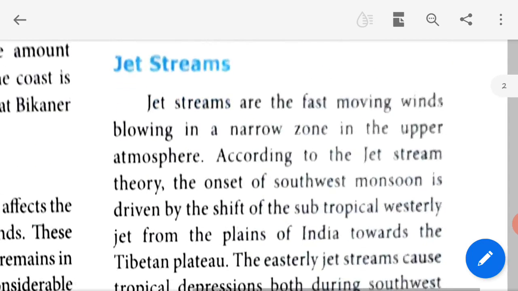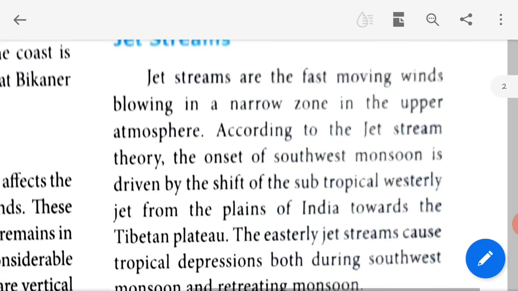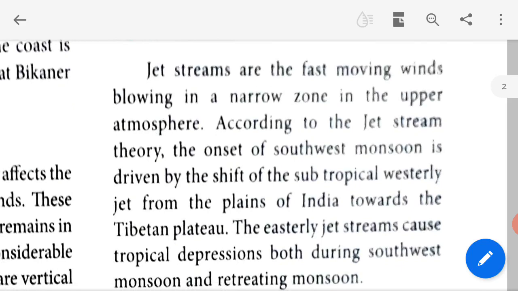Jet streams. Streams are nothing but winds. Jet streams are fast moving winds blowing in a narrow zone in the upper atmosphere. So, wind which blows towards the upper part of the atmosphere is called jet streams. According to the jet stream theory, the onset of southwest monsoon is driven by the shift of the subtropical westerly jet from the plains of India towards the Tibetan plateau.